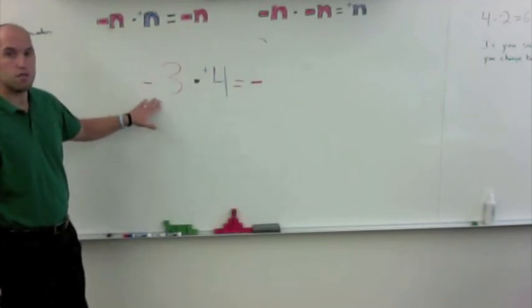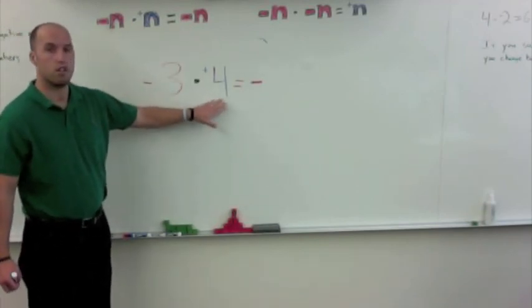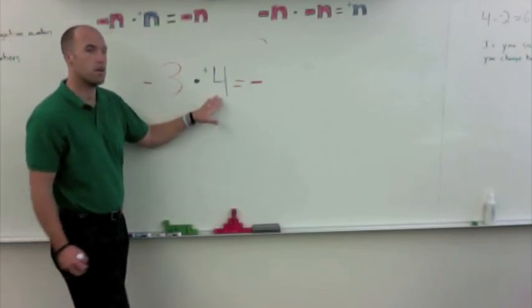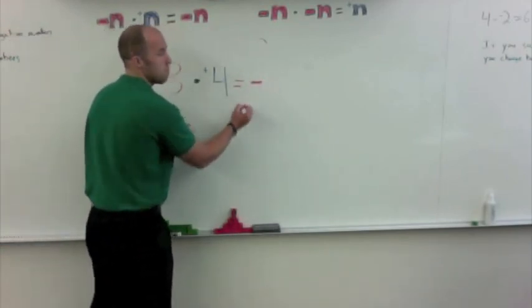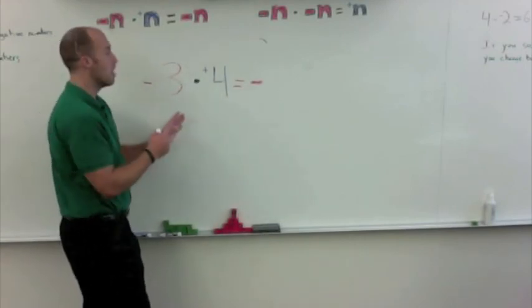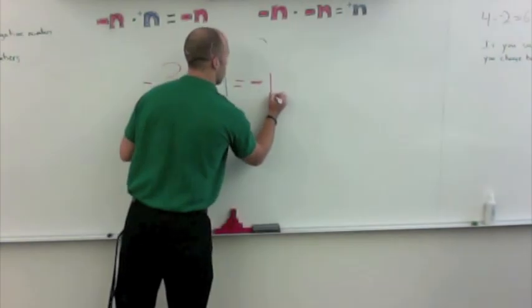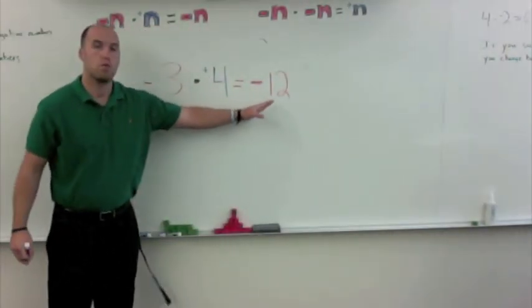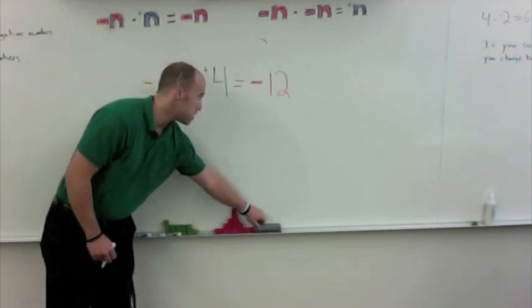So we figured out the symbol already that's going to go in front of it, the sign. Negative 3 times positive 4 is going to be a negative number, so we put the negative sign. Now we simply perform what 3 times 4 is. 3 times 4 is 12. So our answer is going to be negative 12. Pretty simple answer.